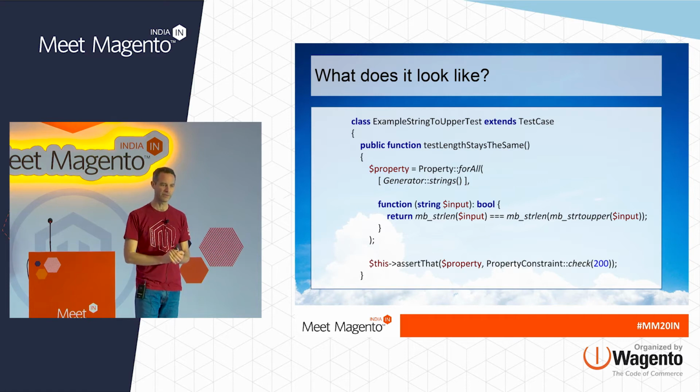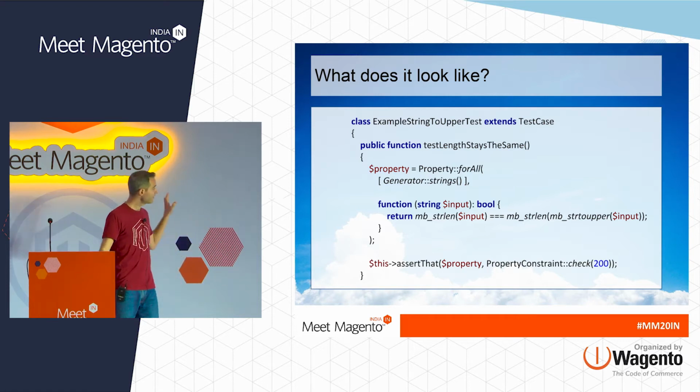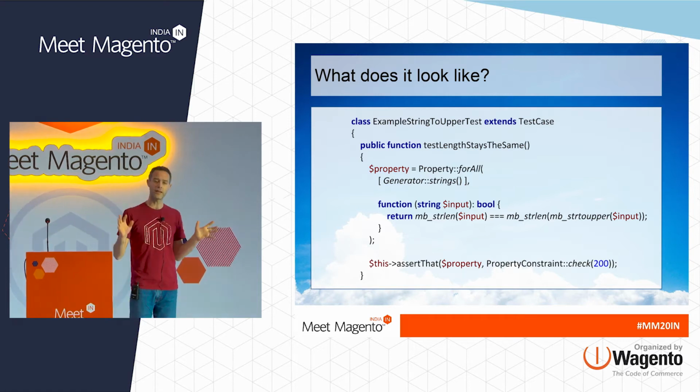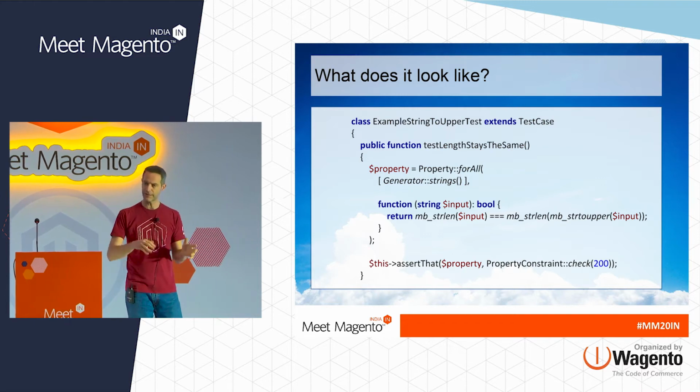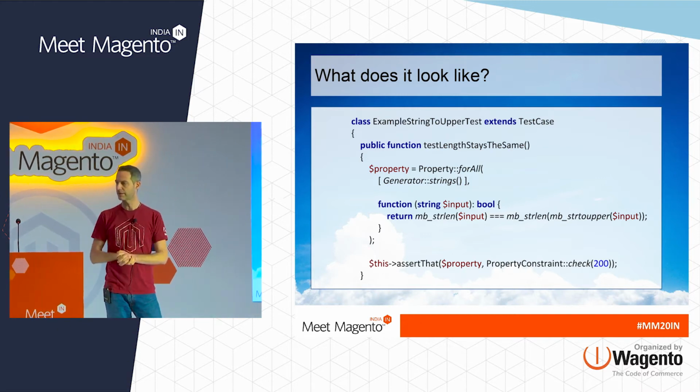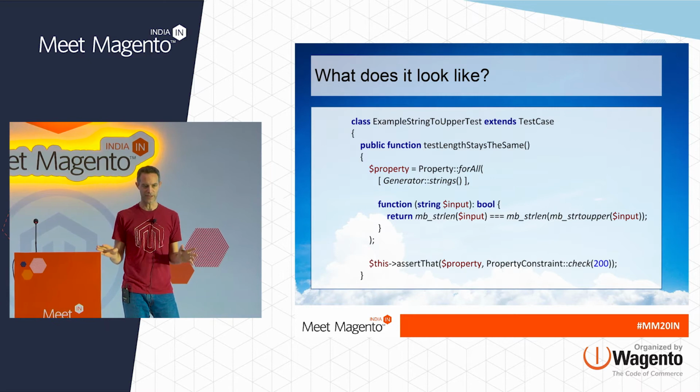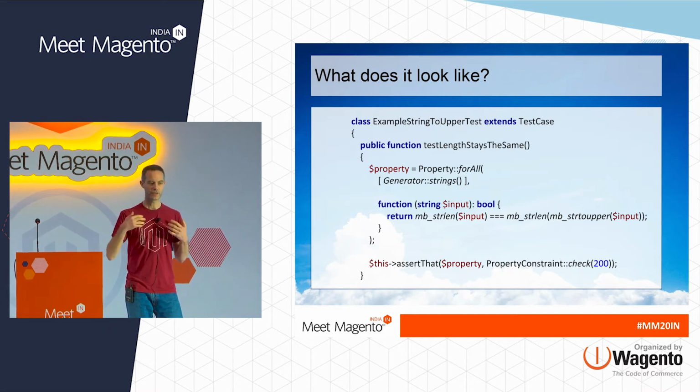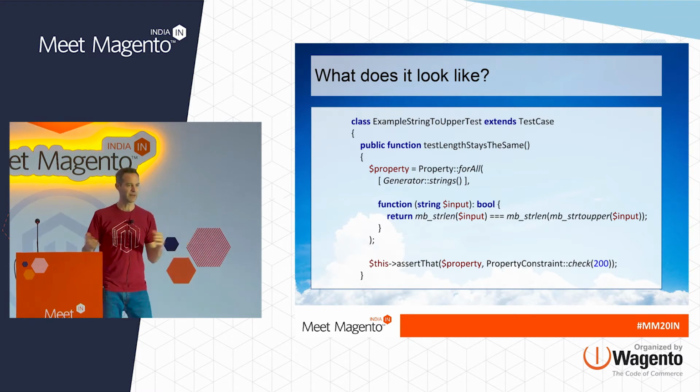Okay, so how does it actually look? Let's look at some code. So first of all, you can see this class is a regular PHPUnit test class. It extends the PHPUnit TestCase abstract class, nothing special there. So we can use PHPUnit to run those tests. The test method itself is also a regular PHPUnit test method, right? It starts with the keyword test, and then we can describe the name of what we are doing here.